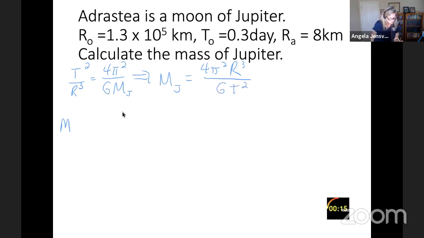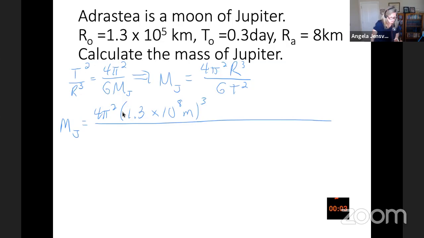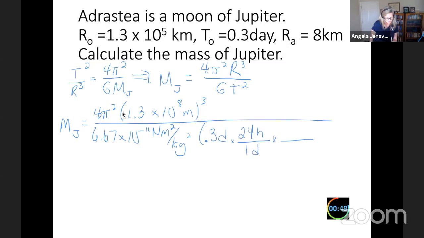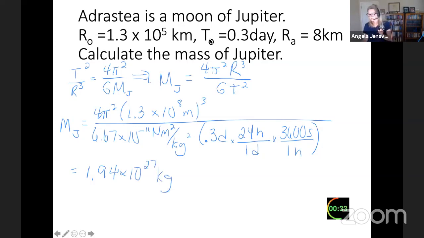Okay, so the mass of Jupiter is 4 pi squared times the orbital radius cubed. Did you guys convert it into meters this time? If you messed it up on the last problem, hopefully you got it right this time. Divided by the period, which is 0.3 days. 1 day is 24 hours. 1 hour is 3,600 seconds. If you plug all that in, you should get 1.94 times 10 to the 27th kilograms. So that's how you would use Kepler's third law.